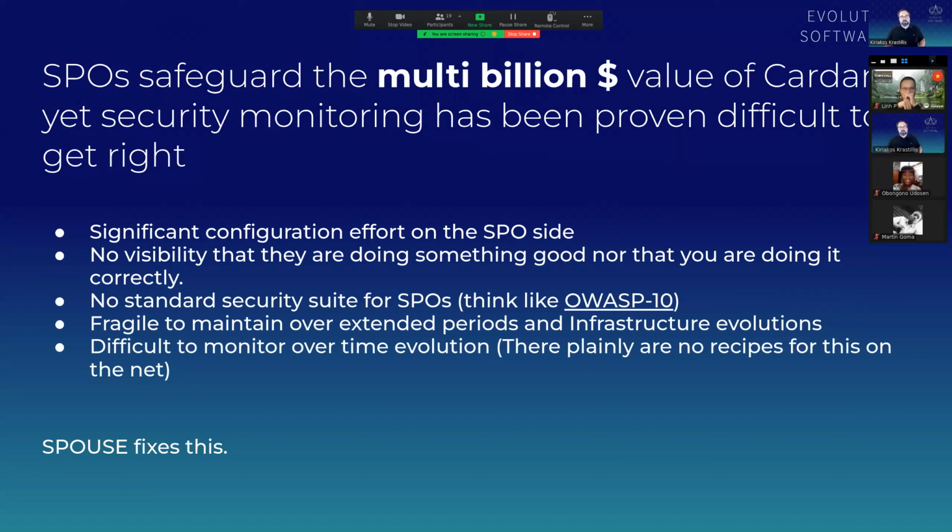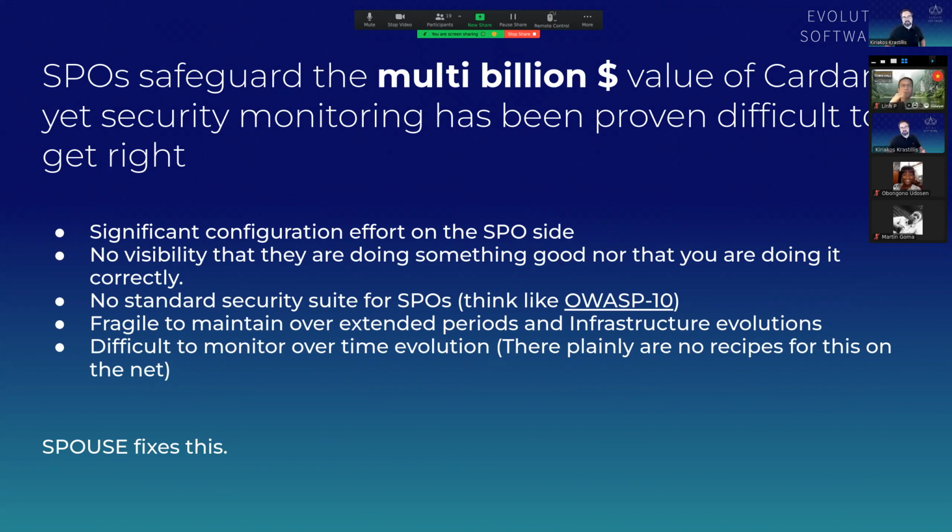SPOs, as you all know, safeguard a multi-billion value of Cardano right now, right? And decentralization is the key factor that drives this value. This means that a lot of different people from different backgrounds are running pools and helping secure the network. These people all need a clear understanding of how the machines they're running are secured, or whether they may have some issues with security.